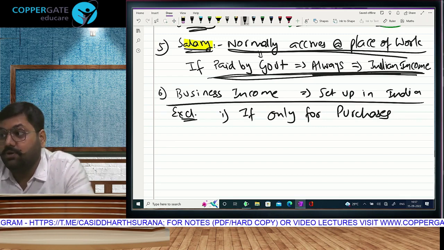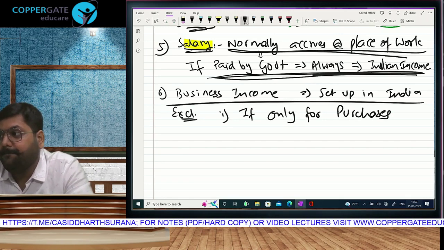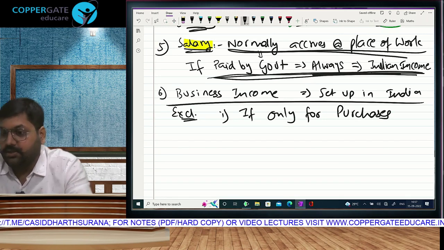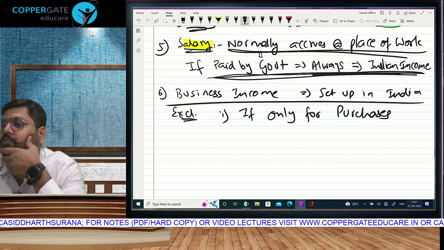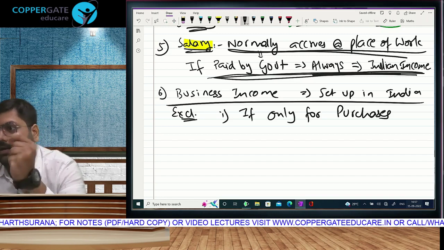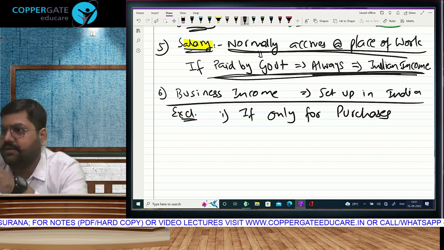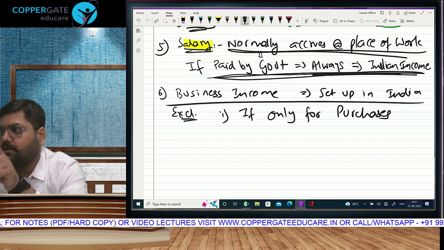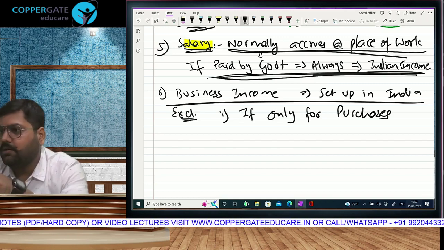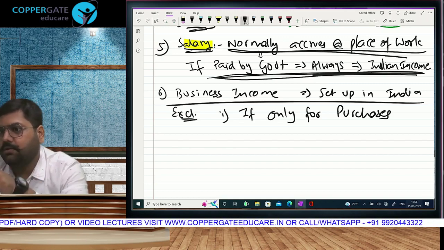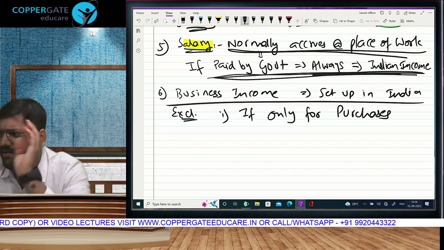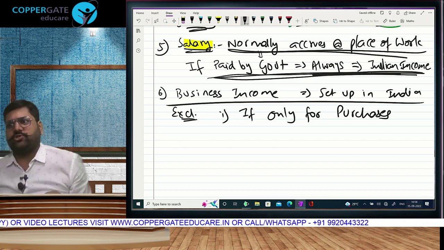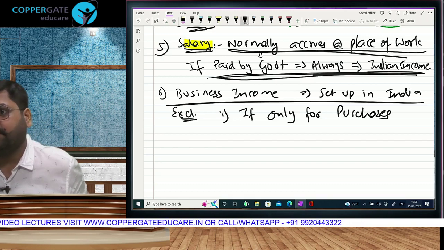When does income arise? Both? On purchase or on sale? On sale. Supposing we have opened an office in Mumbai. We are a foreign company. If we are resident, I am not discussing it with you. We are a foreign company. We open an office in Mumbai, India, wherever, and only purchase raw materials and send them to our factory.